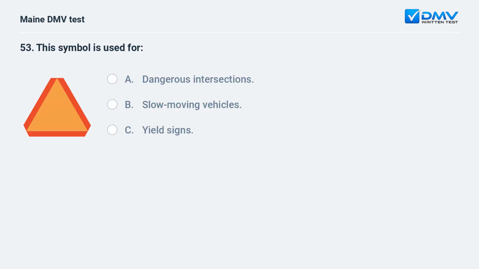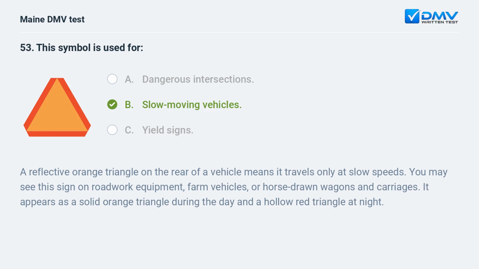This symbol is used for A. dangerous intersections. B. slow-moving vehicles. C. yield signs. B. slow-moving vehicles. A reflective orange triangle on the rear of a vehicle means it travels only at slow speeds. You may see this sign on roadwork equipment, farm vehicles, or horse-drawn wagons and carriages. It appears as a solid orange triangle during the day and a hollow red triangle at night.